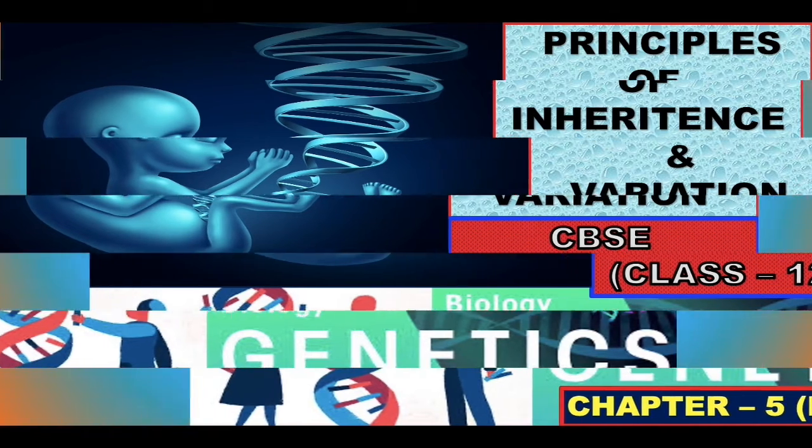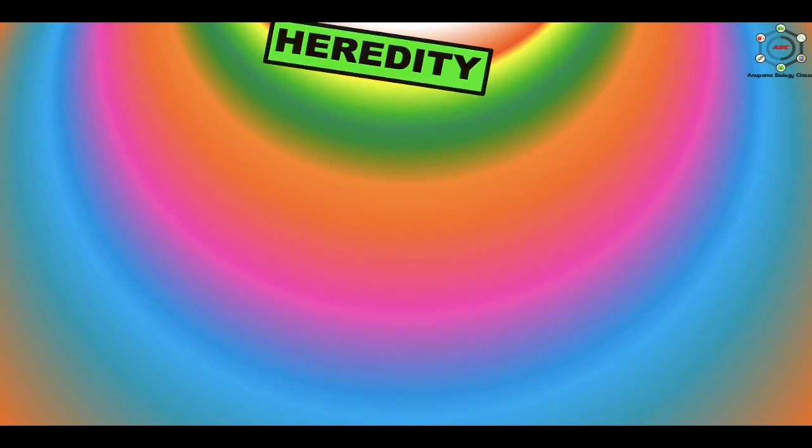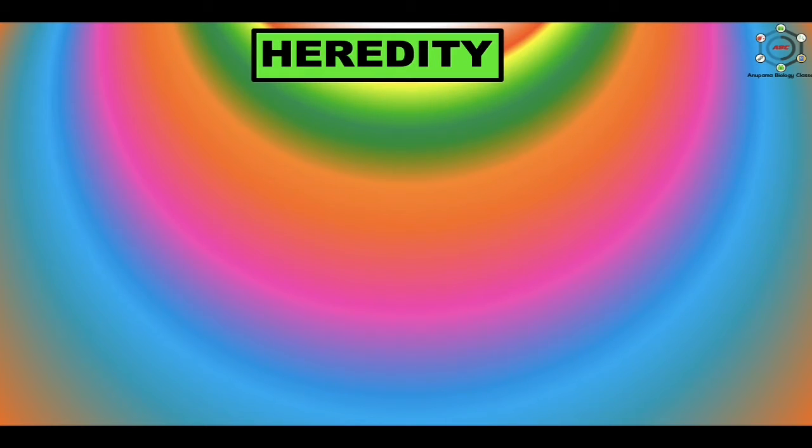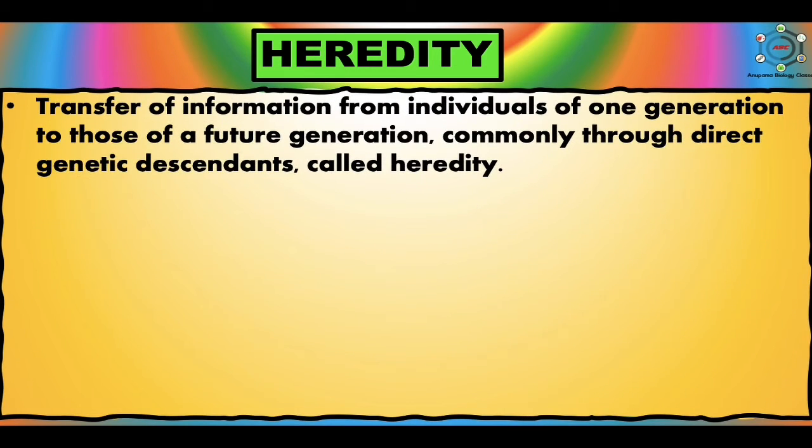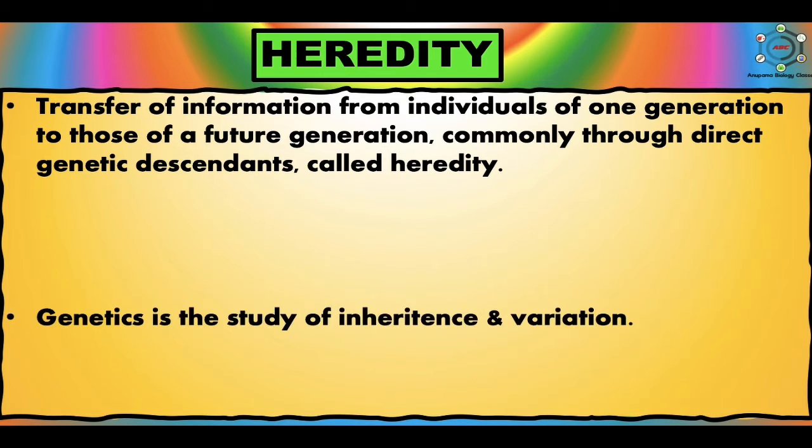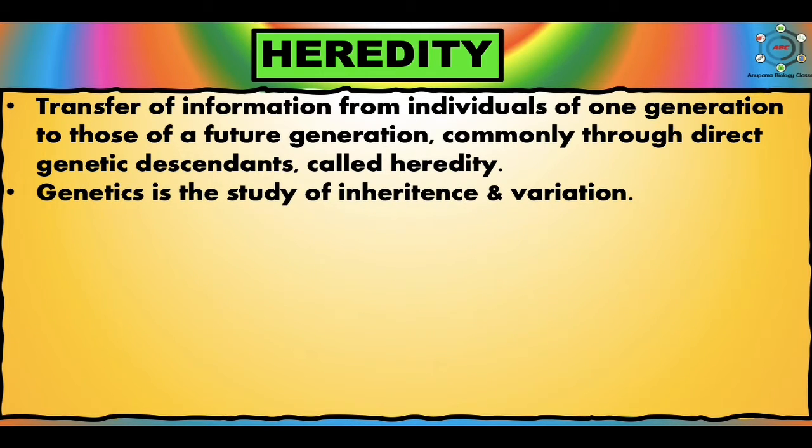So at first, in this video, we will start with why the members of the same species are alike. And for this, the first thing we will have to know is heredity. Heredity is the transfer of information from the individuals of one generation to those of a future generation, commonly through direct genetic descendants. Genetics is the study of inheritance and variation.